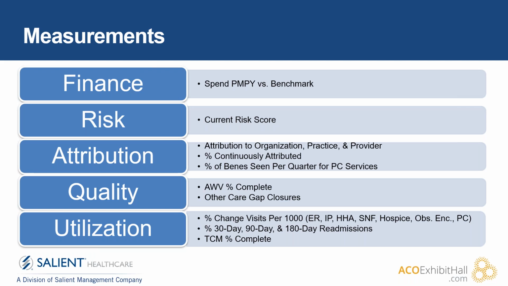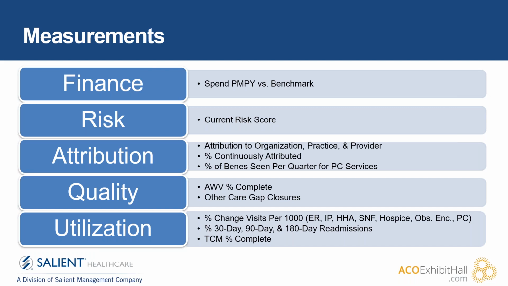Now we're going to move on to attribution. We recommend looking at 2 attribution metrics, the percent continuously attributed and the percent of beneficiaries seen per quarter for primary care services. Based on our experience, those beneficiaries that have continuous assignment typically have a much lower spend. This is likely because they're getting the right care at the right time.